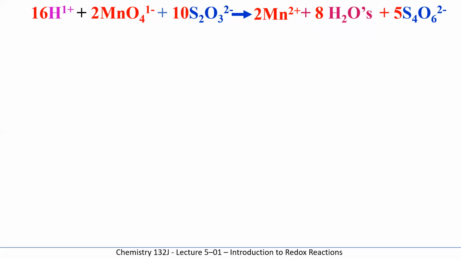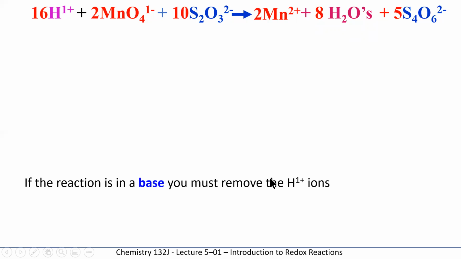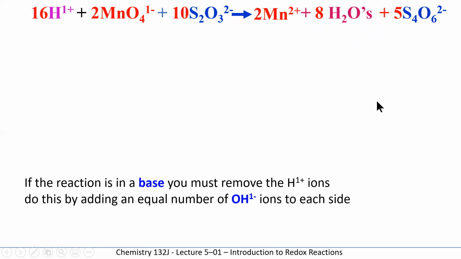So it's balanced. Now, there's a special rule. If the reaction happens in a base, and you'll be told, balance the equation in a basic solution, you have to get rid of the hydrogen ions if it's in a base. How do we do that? Well, recall the Kw of water. Hydrogen ions added to hydroxide ions create water. That's always happening in an aqueous medium. So if we add 16 hydroxides to the left side, we're going to get rid of our 16 H pluses.